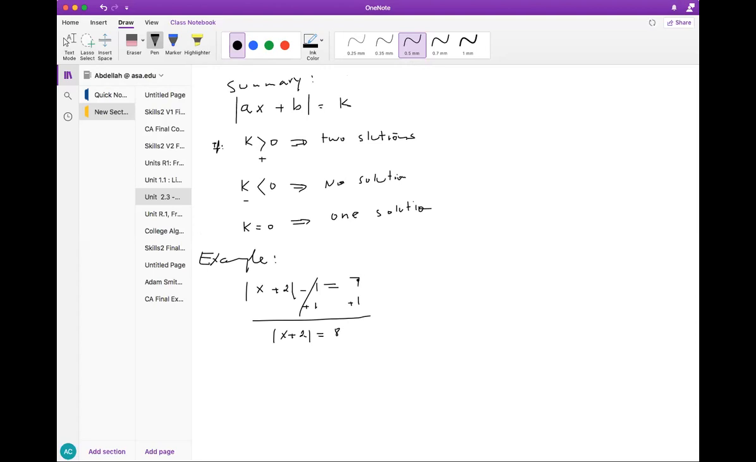This wasn't k in the beginning because the absolute value wasn't by itself. After you isolate it, it becomes like this. Only the absolute value on one side, no numbers before or after. That's when you say that the number on the other side is k. So here, that's k. Now, based on this k, how many solutions are you gonna have? You can have 2 solutions. So k equals 8. That's greater than 0. That means we're going to have 2 solutions.